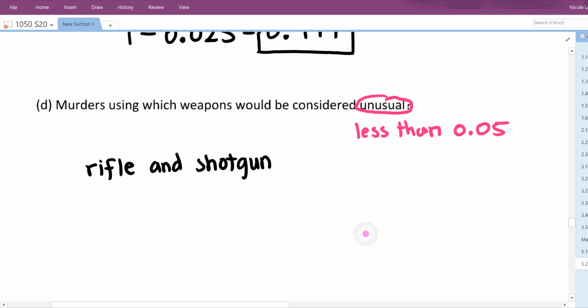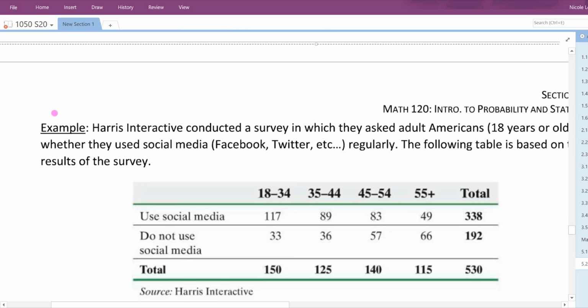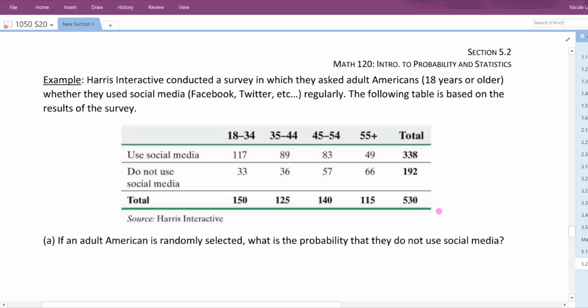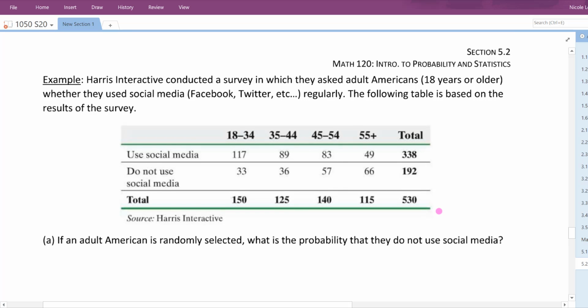All right, so let's go ahead to the next page and look at our next example, where it says that Harris Interactive conducted a survey in which they asked adult Americans, so 18 years or older, whether they used some sort of social media like Facebook, Twitter, etc., regularly. The following table is based on the results of the survey. Let me discuss a table that looks like this, because we haven't really looked at a table like this before. This is called a contingency table.